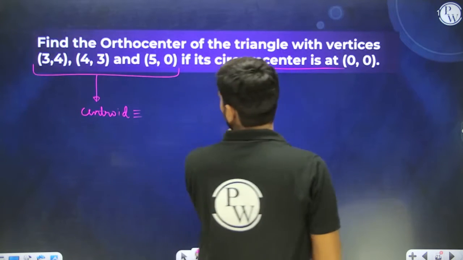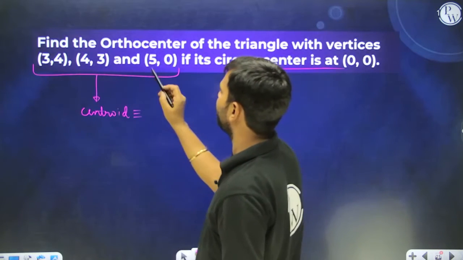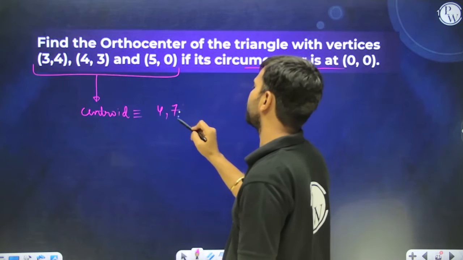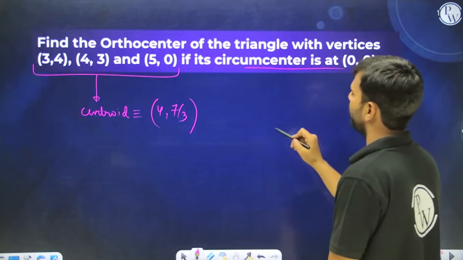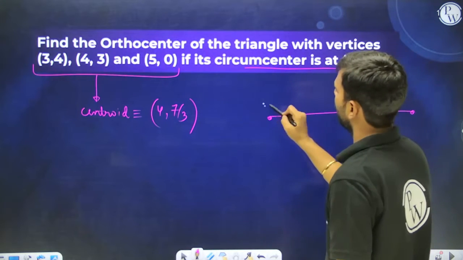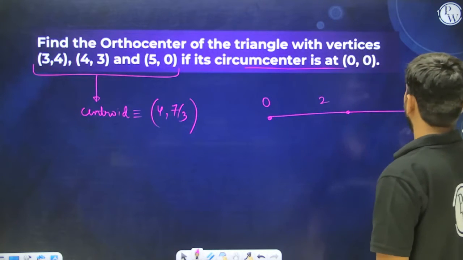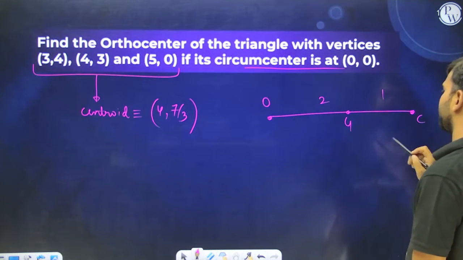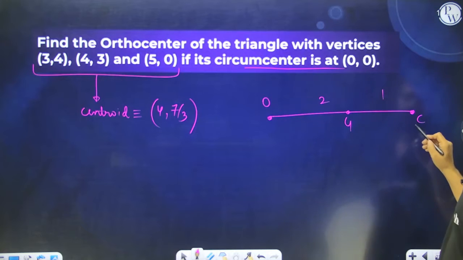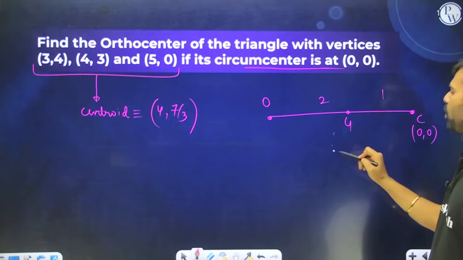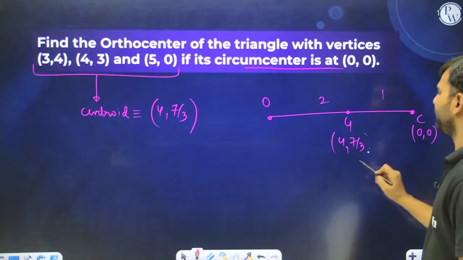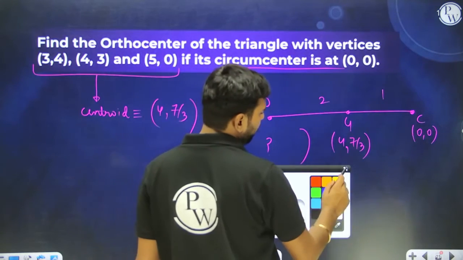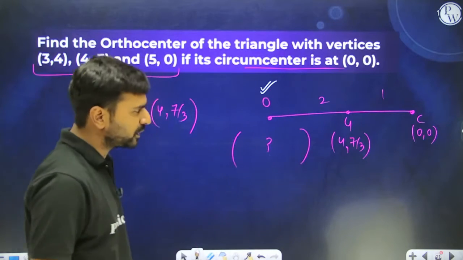So if we do that, we are going to get 7, 5, 12, 12 by 3 is 4, and 7 by 3. So this is our centroid, and we know one thing, that the orthocenter, centroid and circumcenter divide in the ratio 2:1. We have the coordinates of these 2 points, and what we want is the coordinate of this one. So we can apply the section formula here and get the coordinates of the orthocenter quite comfortably.